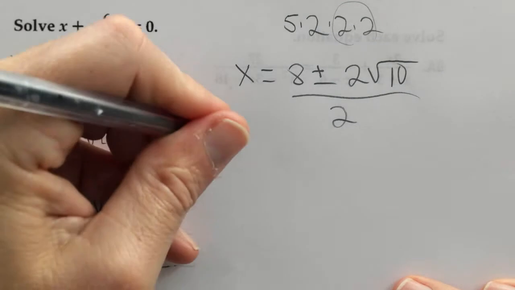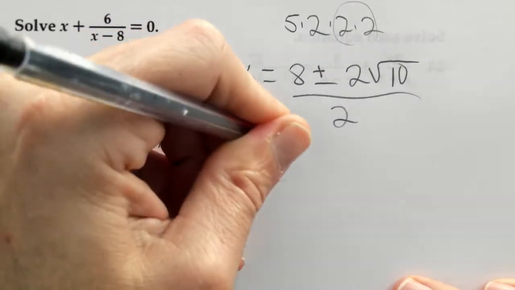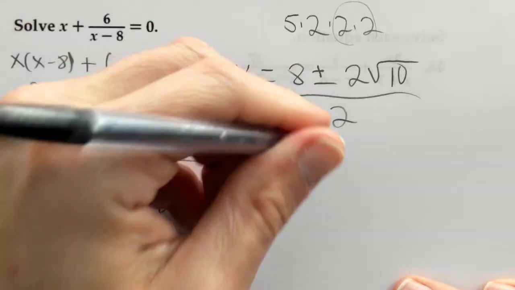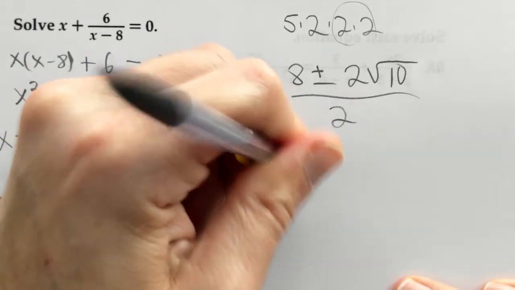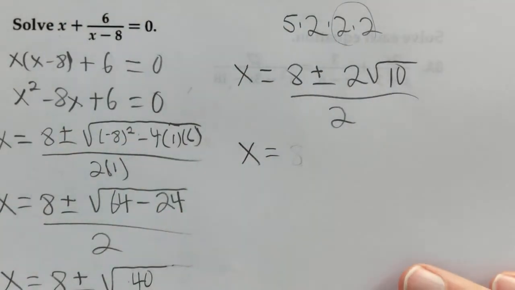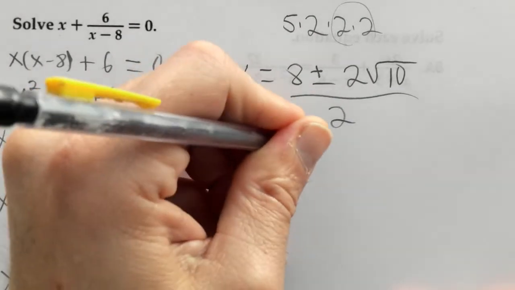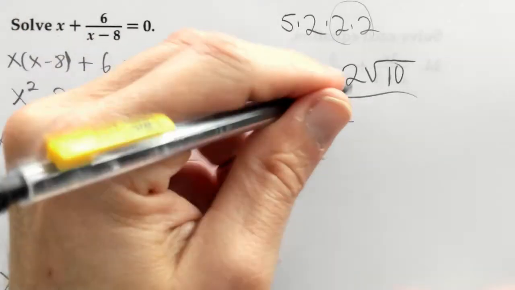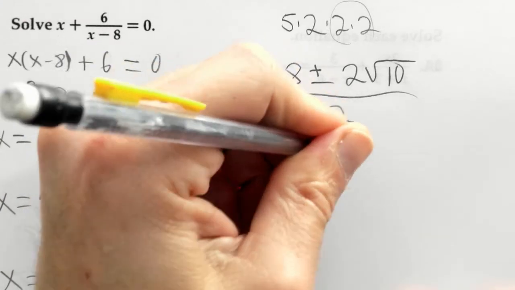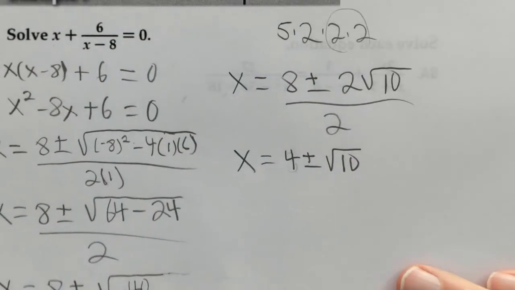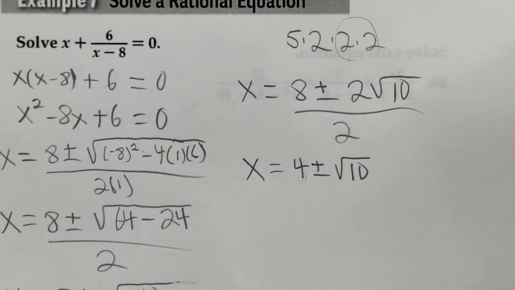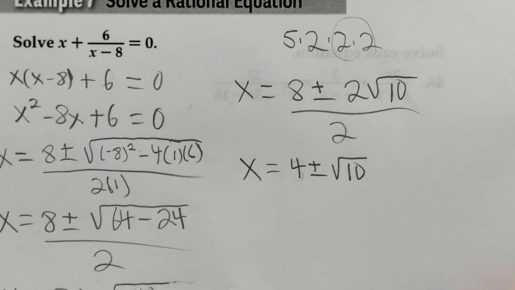Still simplifying here, x is equal to 8. Nope, not 8. I can go ahead and divide both of these terms by 2. So 8 divided by 2 gives me 4 plus or minus, and the 2's will cancel, so that's 4 plus or minus the square root of 10. Those are my two answers. And of course, those two are valid answers.